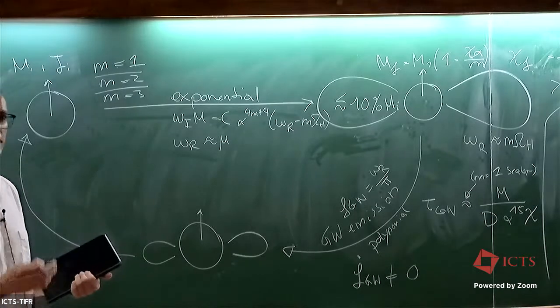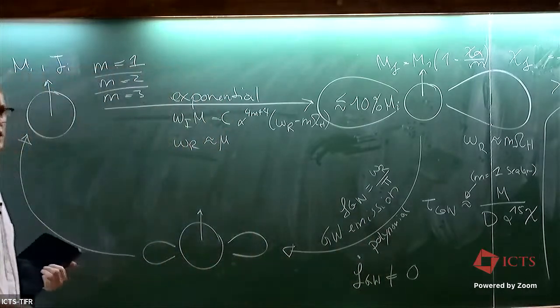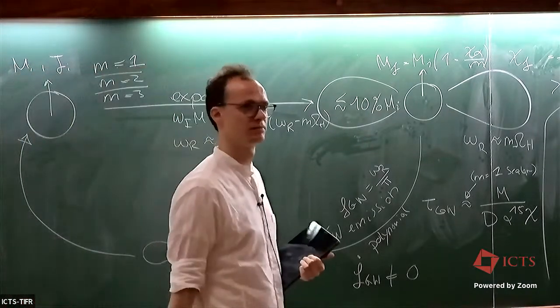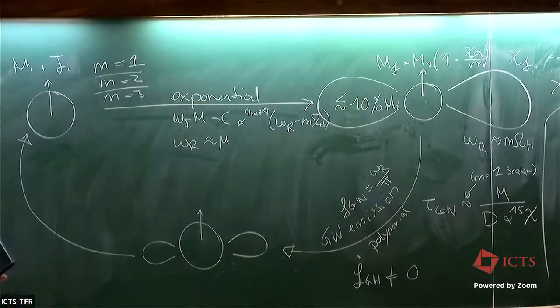So the bottom line is the presence of the binary, at least at the mass ratios that are relevant for ground-based detectors, so like roughly mass ratio 1, the cloud won't be present at merger. And so this exponential growth is basically from 0.